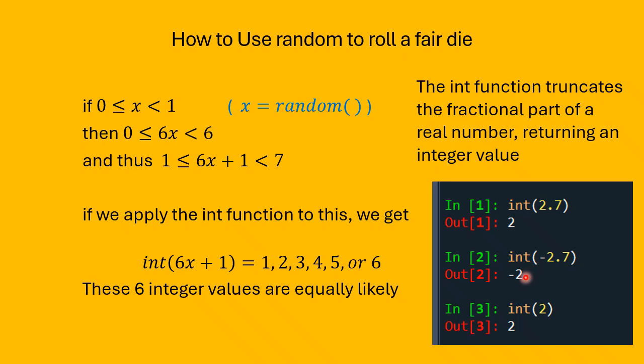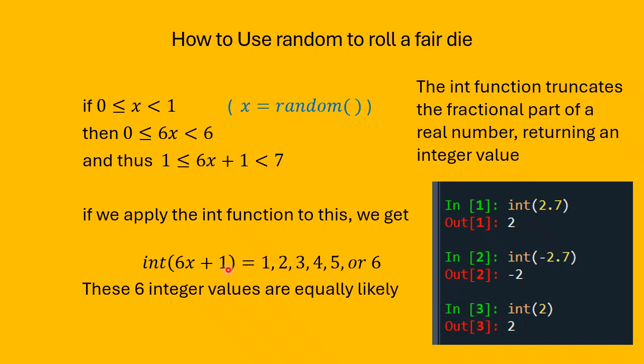So it's kind of interesting to notice that this doesn't look like what should happen. You might think that the int of minus 2.7 would be minus 3 by going over to the left to the next integer. But no, in Python, it just throws away the fractional part. Int of 2 is also 2. There's no fractional part to throw away. Or you could say the fractional part is 0.0 and you throw it away and you get 2. So these numbers, 2, -2, and 2, are integers.